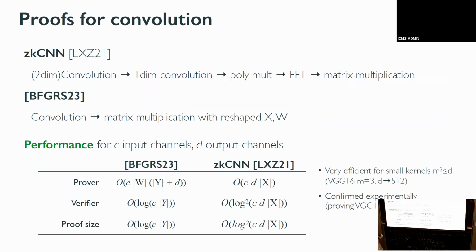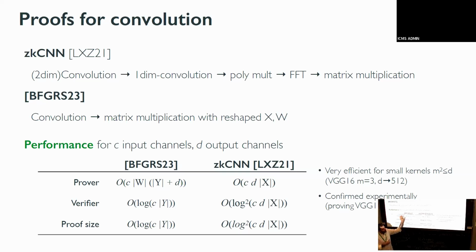Okay, now I'll go very fast. This is what you get in terms of convolution after you apply this matrix multiplication protocol. The cost for the prover is linear in the number of input channels times the size of the kernel times the size of the output plus the number of output channels. Instead, for ZK-CNN, with their approach, they were getting the number of input channels times output channels times the size of the input.